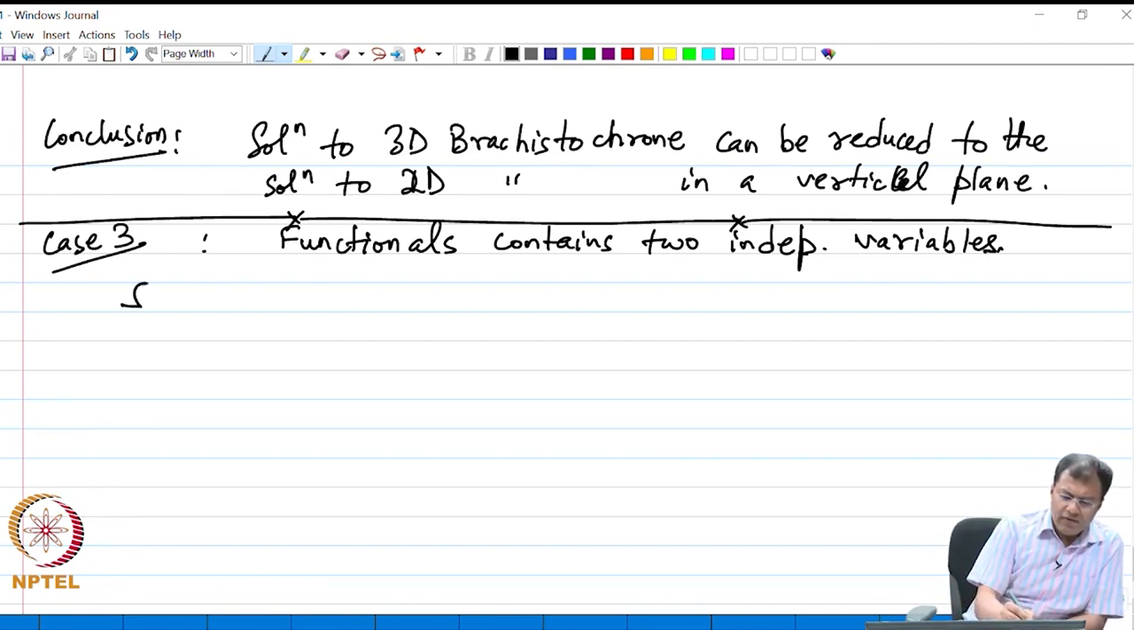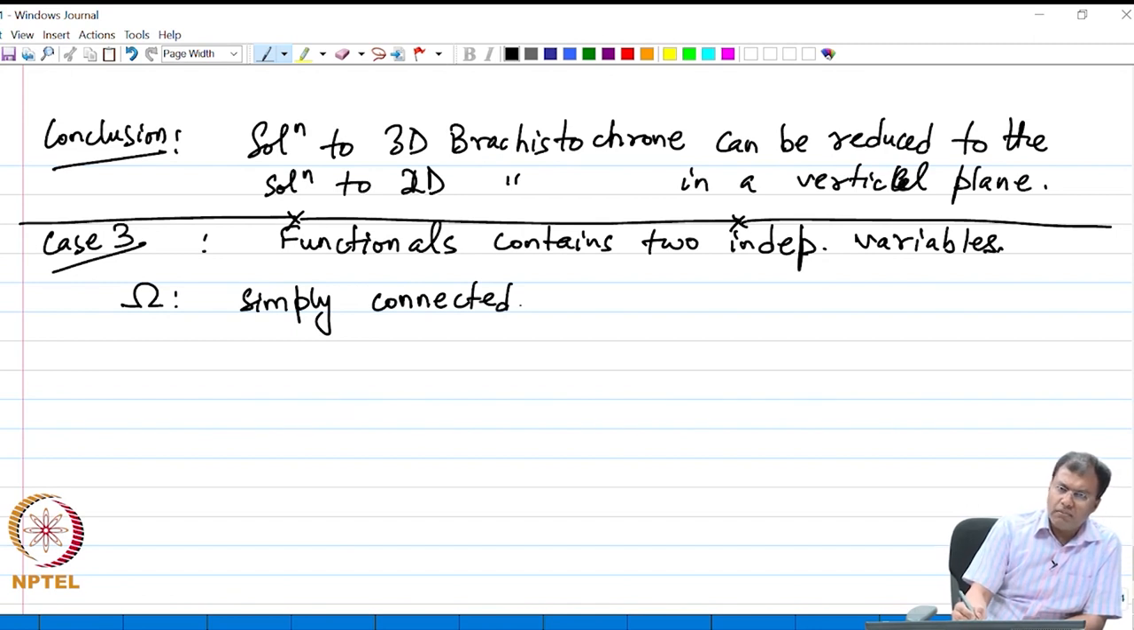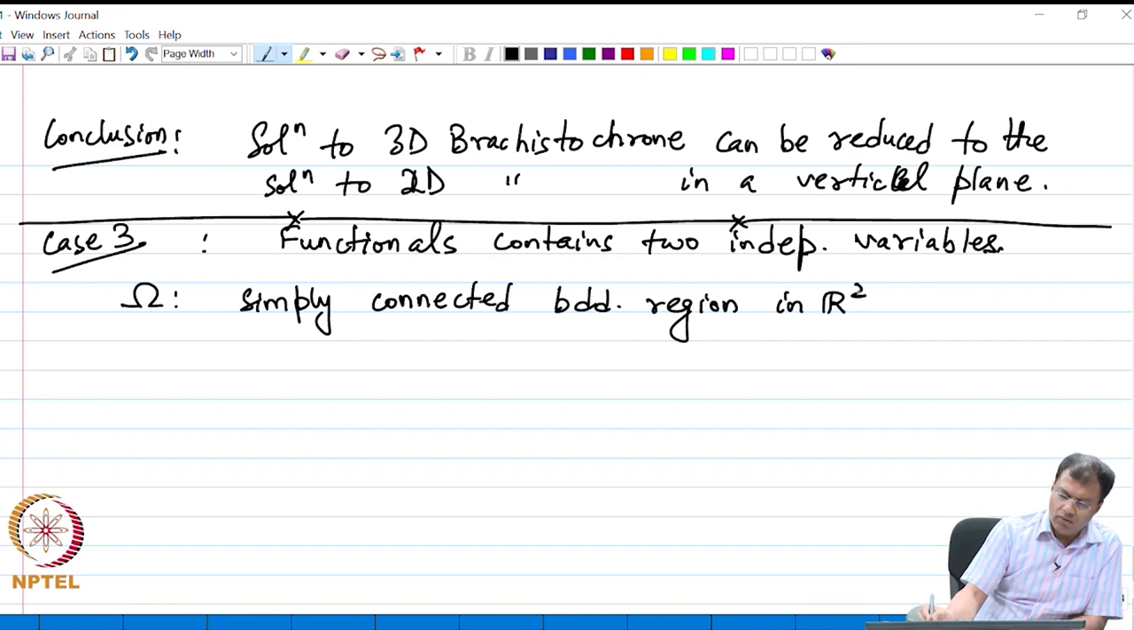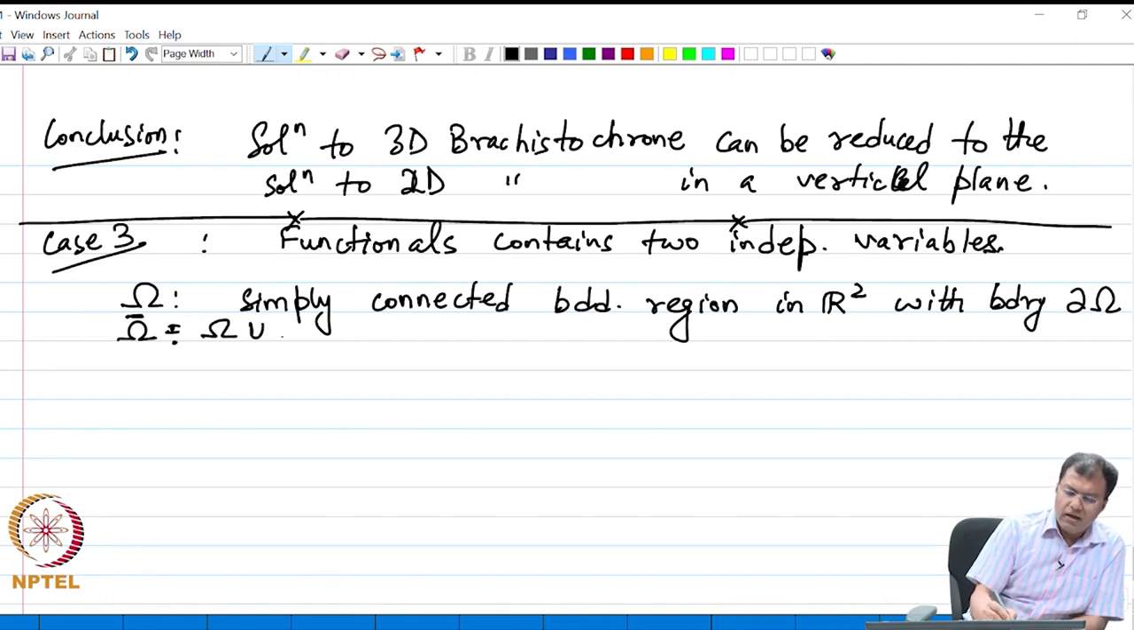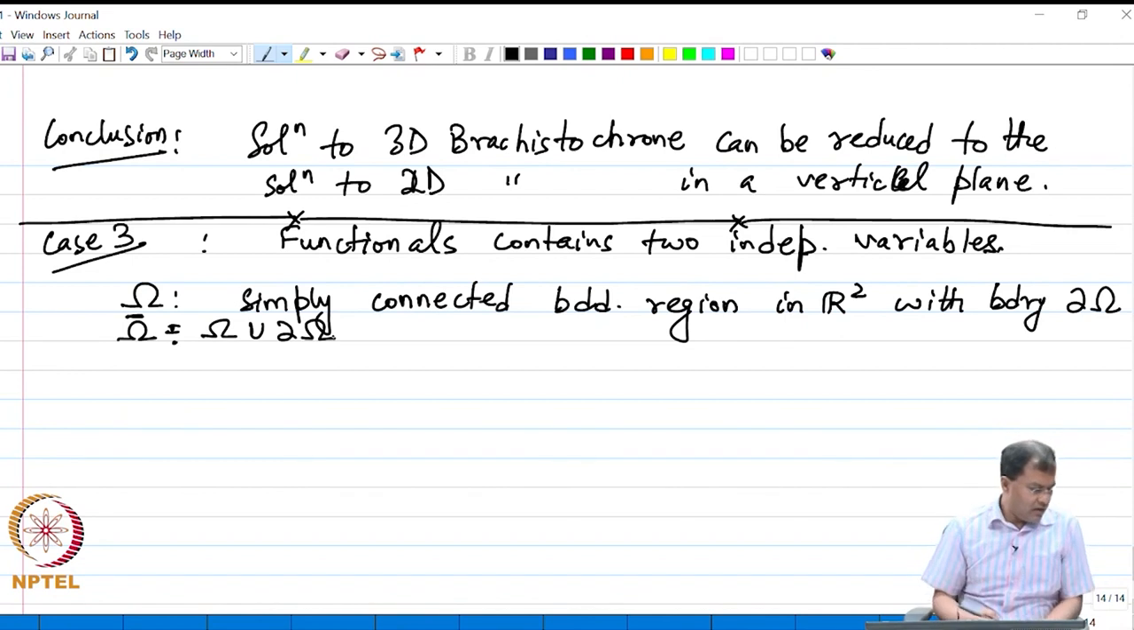So let us now say that we have a domain omega, where omega is a simply connected domain. Students can look up in Google what I mean by simply connected, but basic mathematics students should be familiar with this terminology, right. Essentially I am saying that this is a domain which is nice, it does not have any pathological problems, right. So, omega is a simply connected bounded region in R2 with boundary del omega, right. And we have that omega bar or omega closure contains omega as well as the boundary of omega. So, this is the closure of the set omega.